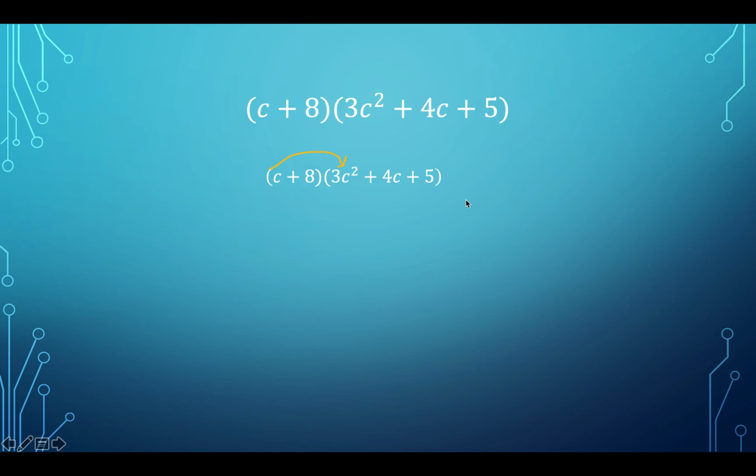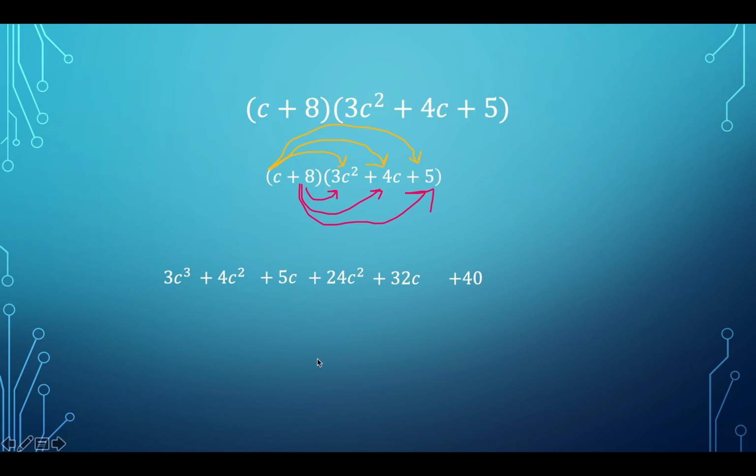So the first thing I do is c times 3c squared, and I get 3c cubed. Next, I do c times 4c, and I get plus 4c squared. Then I do c times 5, and I get plus 5c. Next, I'm going to do the same thing with the 8. So 8 times 3c squared gives me plus 24c squared. 8 times 4c gives me plus 32c. And 8 times 5 gives me plus 40.